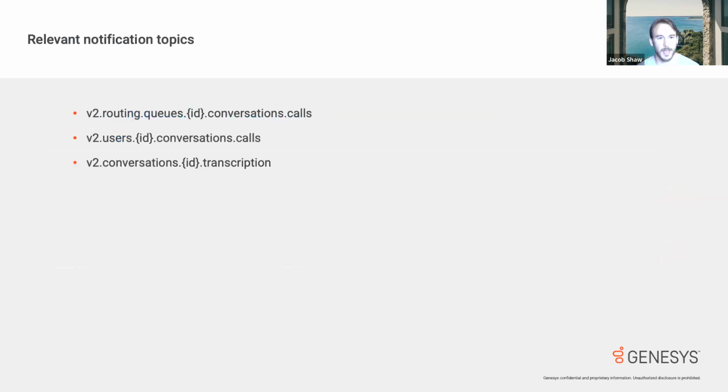These are some of the notification topics we're going to be using. We're going to use this to get any call updates, any new active conversations, and then users call associated. If you want to do it this way, you could get the updated active conversations. And then this is the one that's going to give us our transcription notifications.